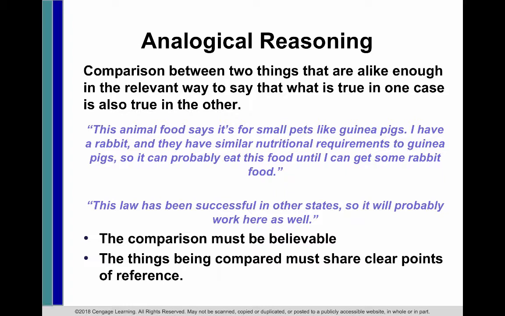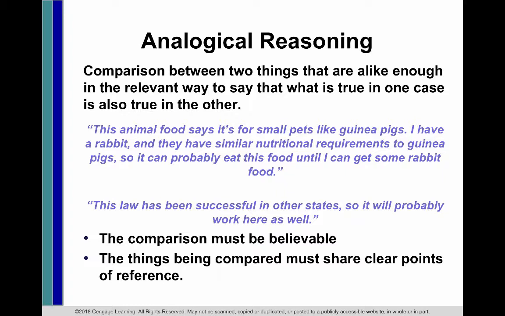Here's an example we might use in our daily lives when looking for food for our pet rabbit. We can't find food specifically for rabbits, but we find food that says it's for small pets, and there's a picture of a guinea pig on the package. You think to yourself, well, guinea pigs and rabbits eat hay and vegetables, so my rabbit can probably eat this food in a pinch, at least until I can find the right food.